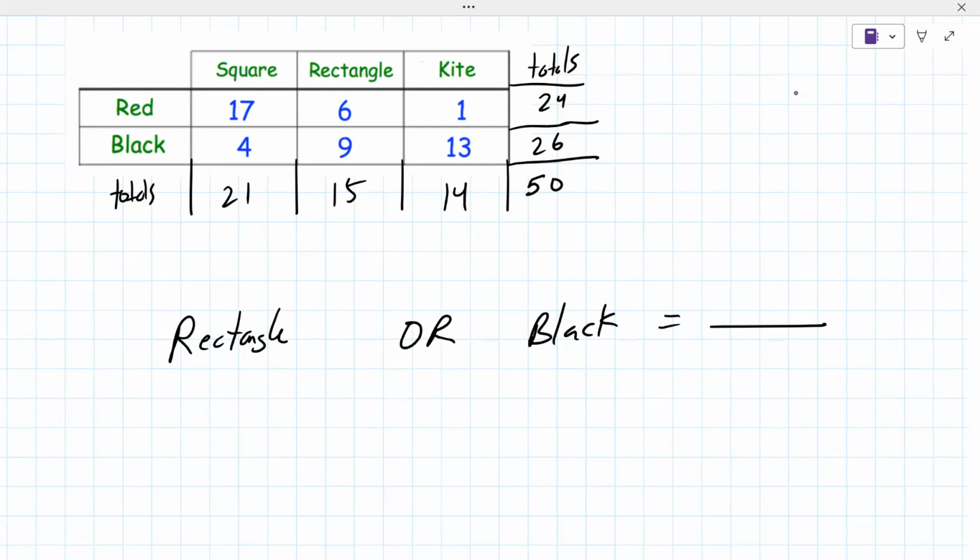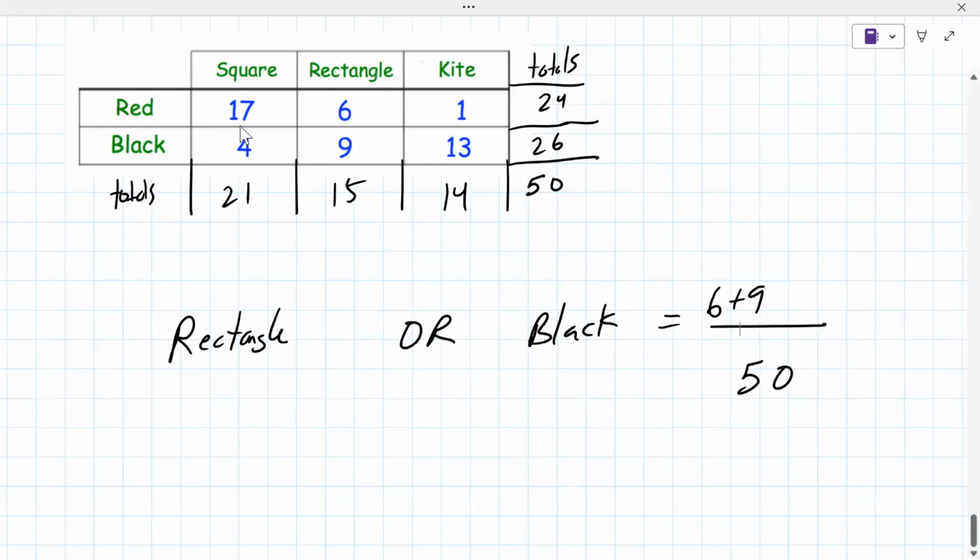Rectangle or black. Now ors and ands are still out of the grand total, the super total. So you're adding up. An or is just all of them. It's always the total. Yes, but then the or means you're checking the box. It's okay if it's rectangle, it's okay if it's black. So start with rectangle. There are 6 and 9, so 6 plus 9.